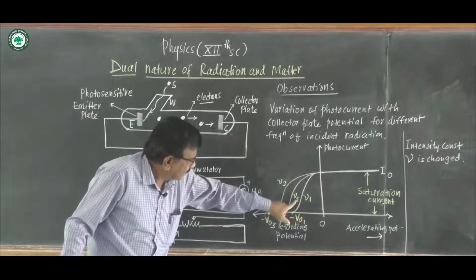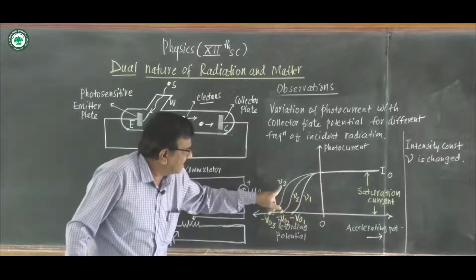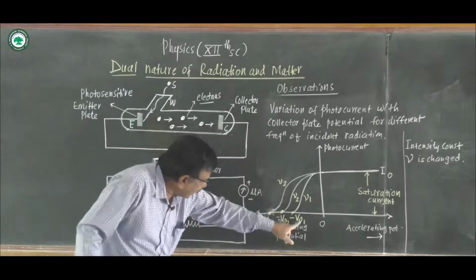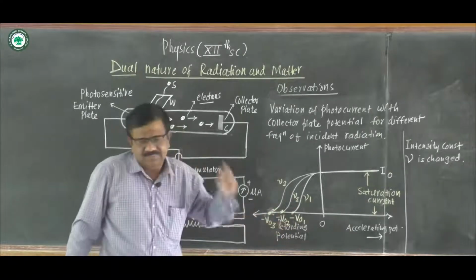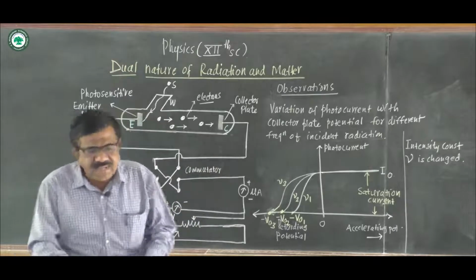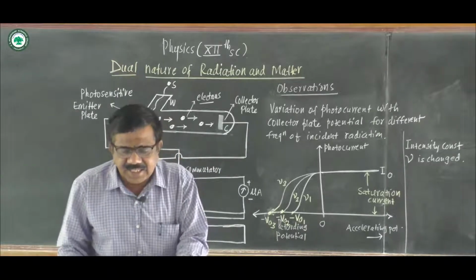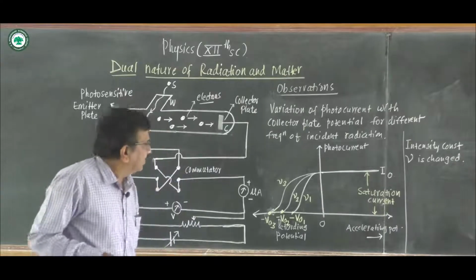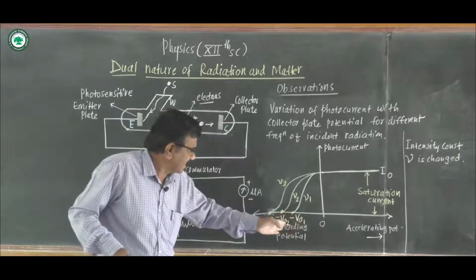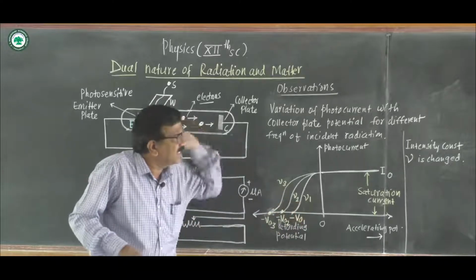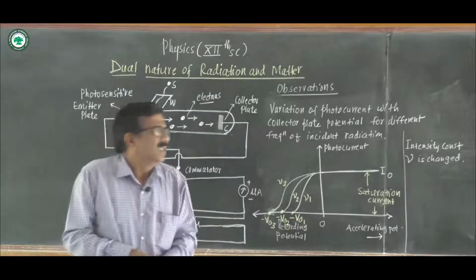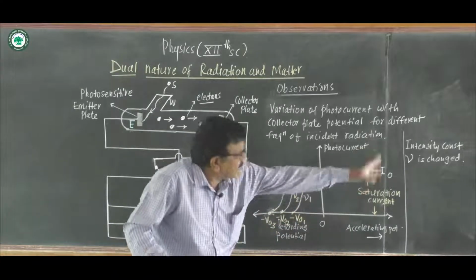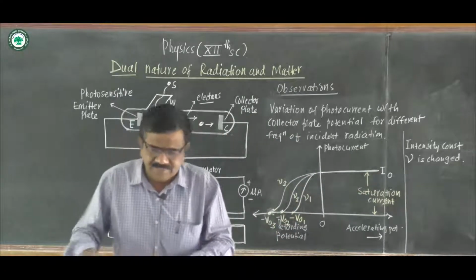See here, this third frequency is greater than this second. Stopping potential becomes more negative when the frequency of incident radiation is increased. It is clear from that graph. Stopping potential increases with increase in frequency of incident radiation. And here, for all these frequencies, the saturation current is the same.